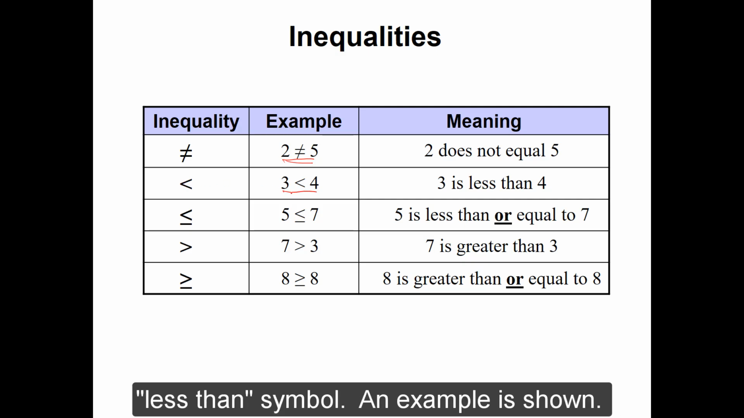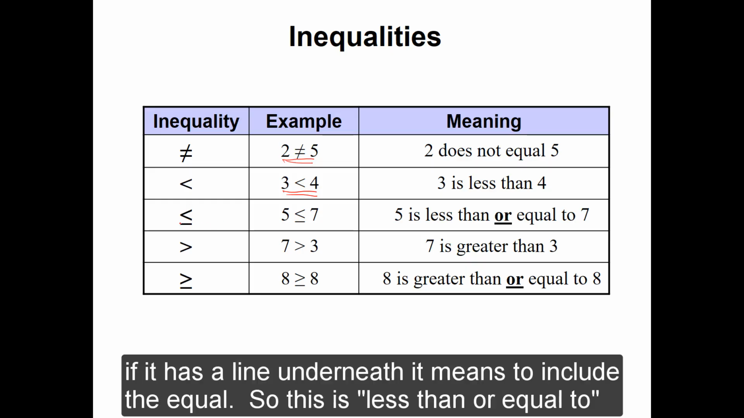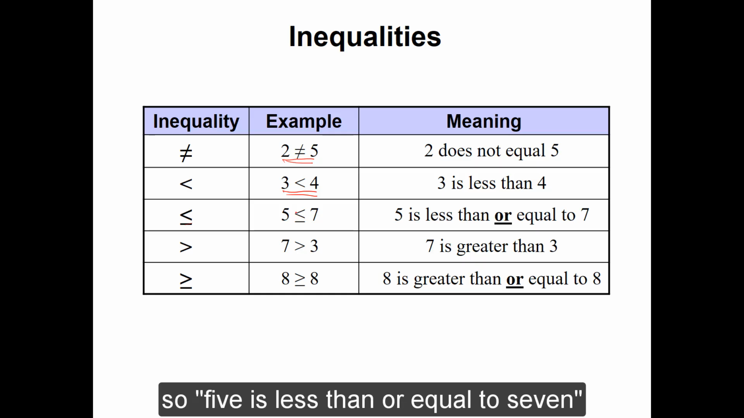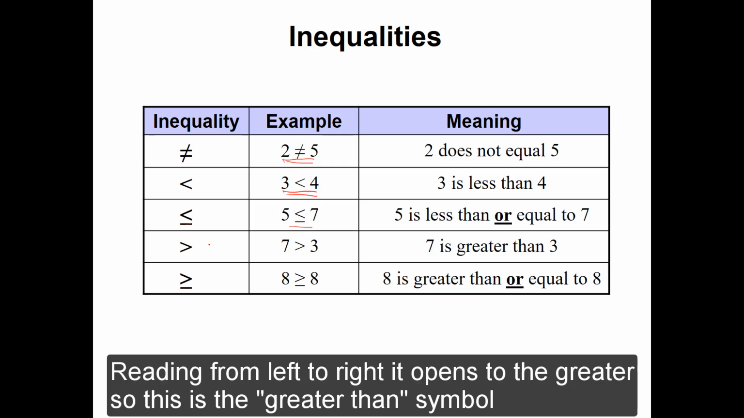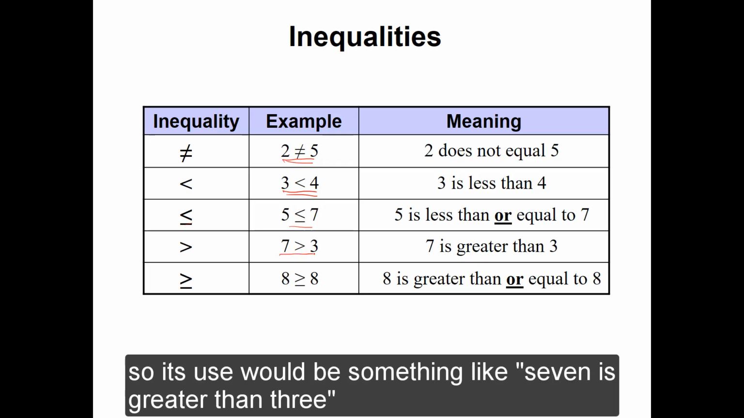So here's an example of it in use. 3 is less than 4. If it has a line underneath it, then that means to include the equal. So this is less than or equal to. So 5 is less than or equal to 7. Okay, here again, reading from left to right, it opens to the greater. So this is the greater than symbol. So its use would be something like 7 is greater than 3.